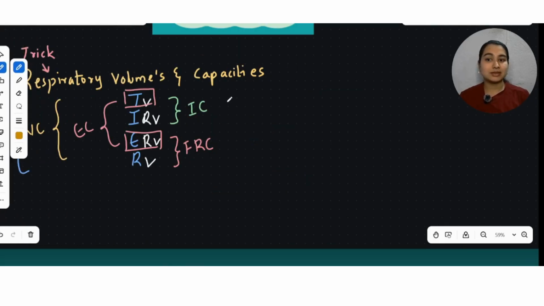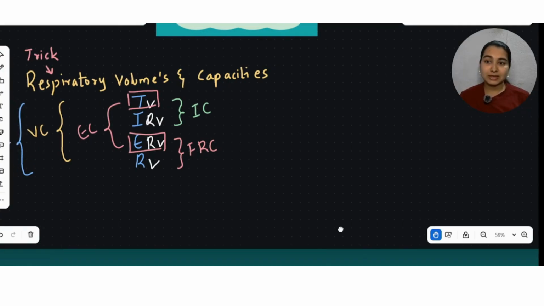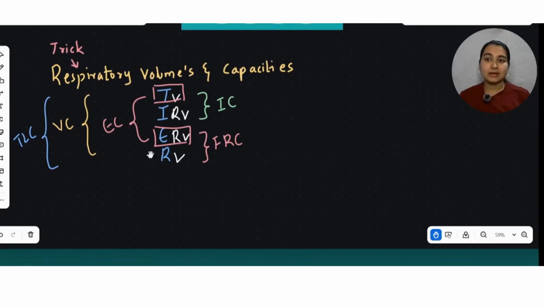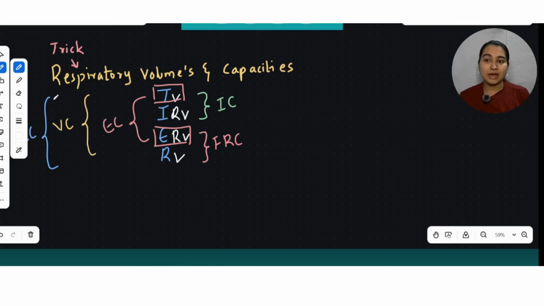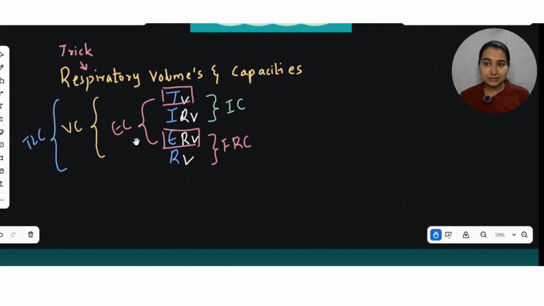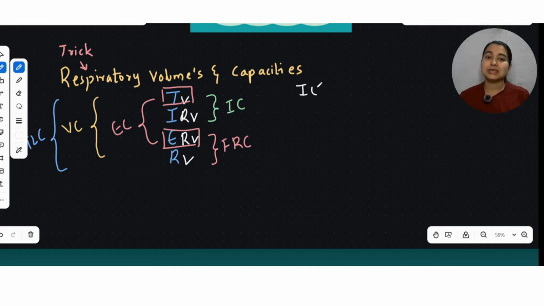So this is the trick that we have discussed, right? Now let us quickly summarize them. As we have discussed earlier, how do you write it? For example, when we talk about the inspiratory capacity, what exactly does it consist of? It is a summation of the tidal volume plus the inspiratory reserve volume.